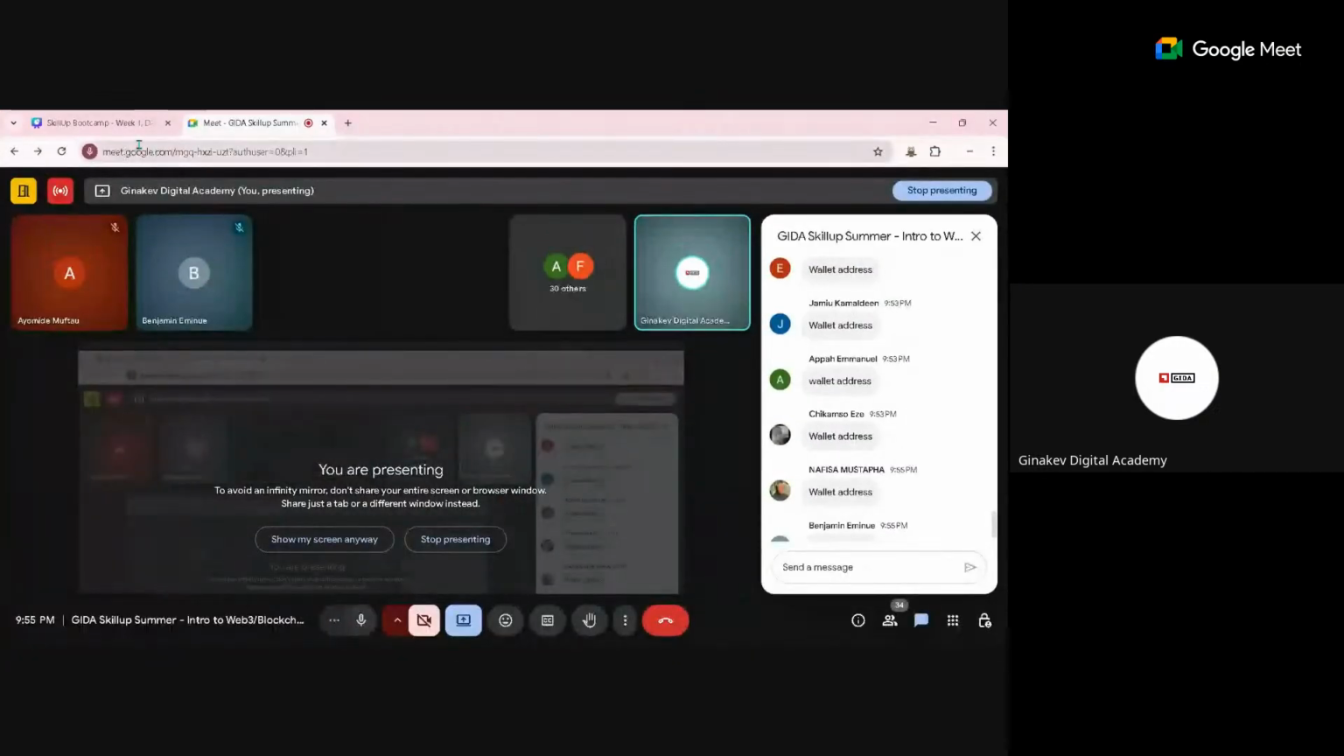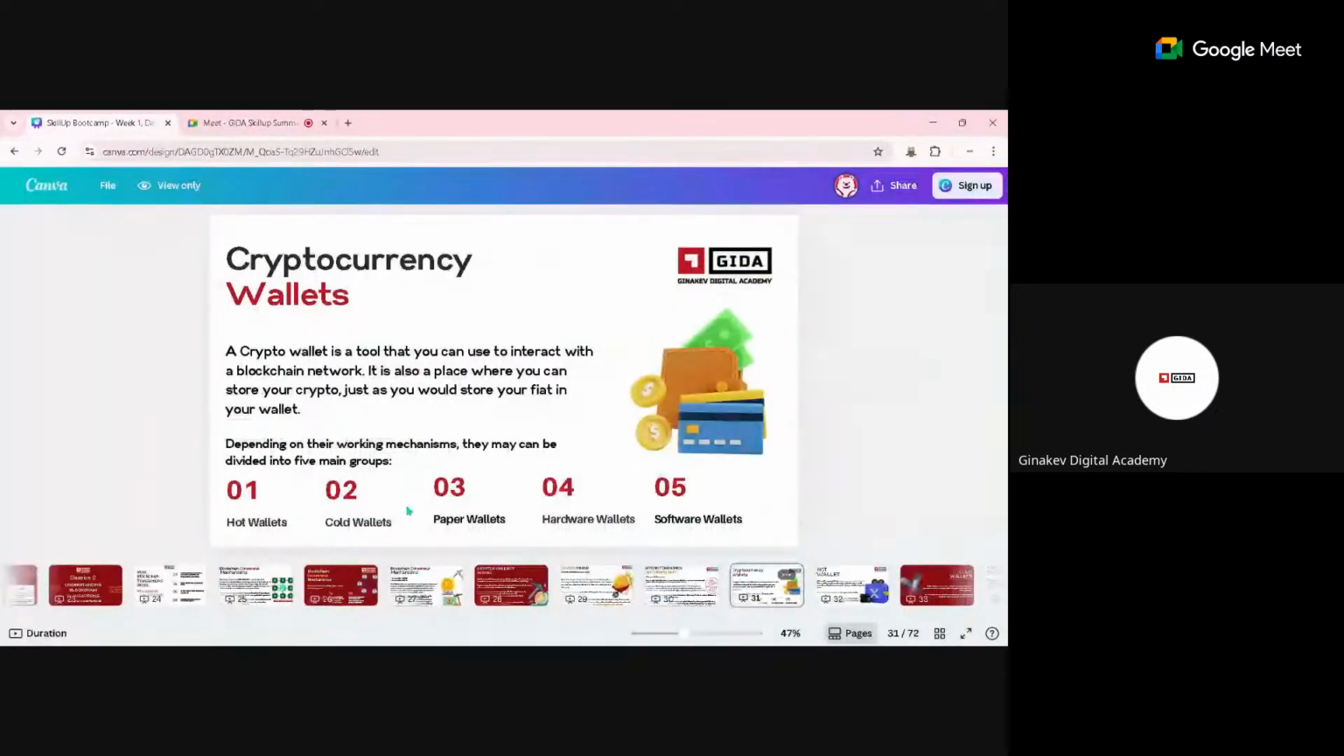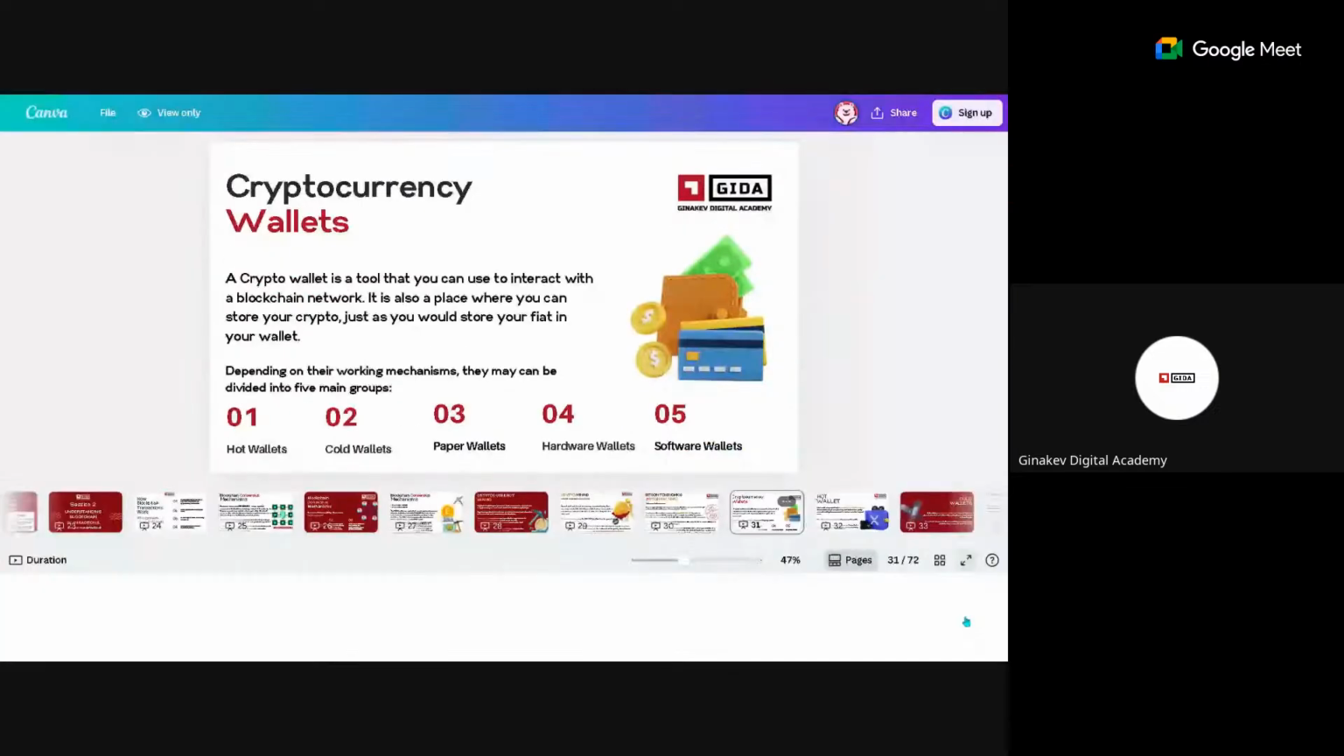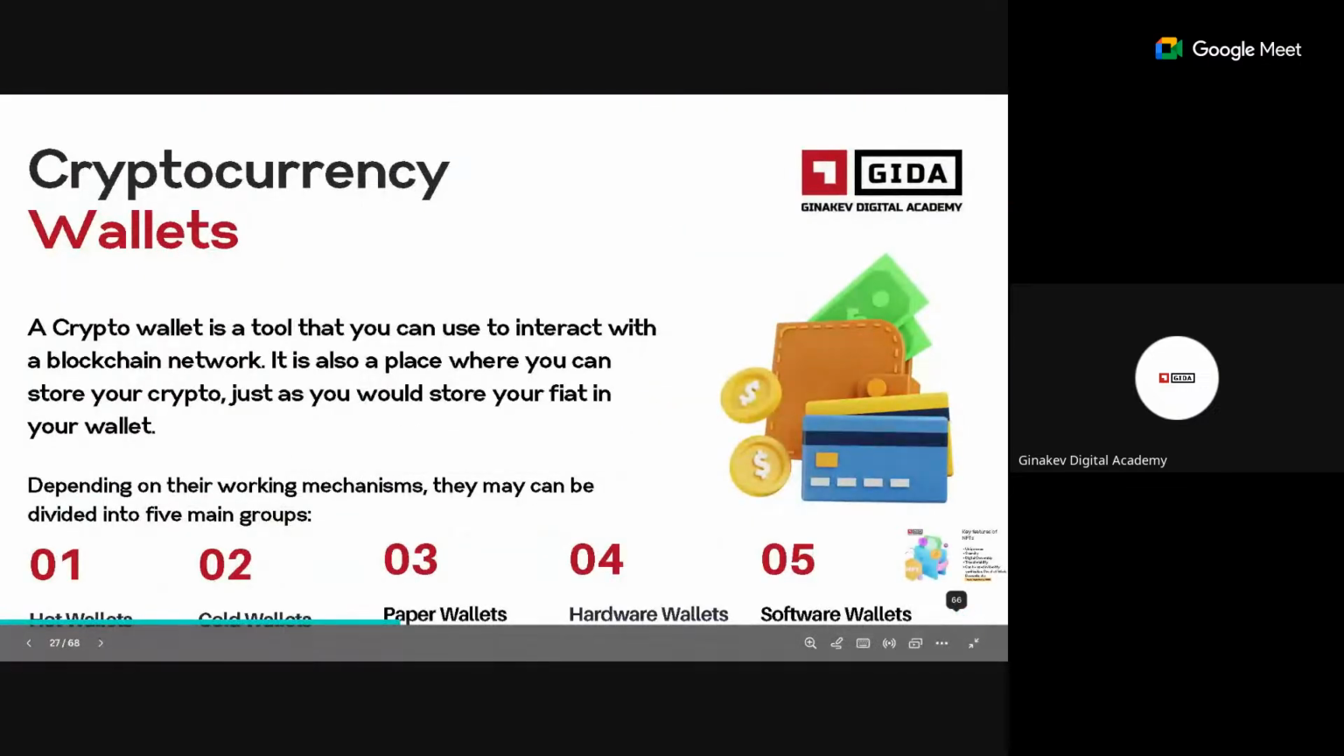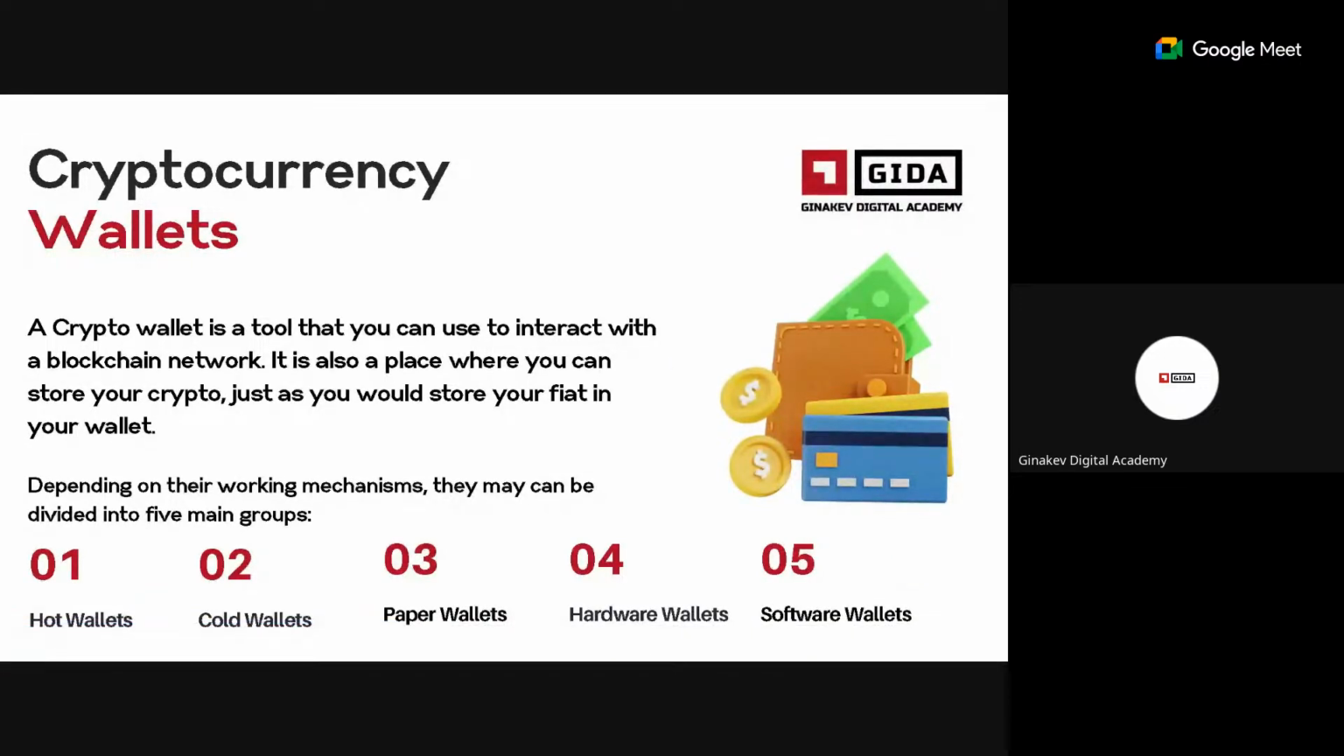Okay, so let's get here. For those of you writing, cryptocurrency wallets. A crypto wallet, like we have explained, is a tool that you can use to interact with the blockchain network. It's also a place where you can store your crypto just as you store your fiat in your wallet. Now, depending on their working mechanisms, they can be divided into 5 main groups. The 5 main groups are: number 1, hot wallets.